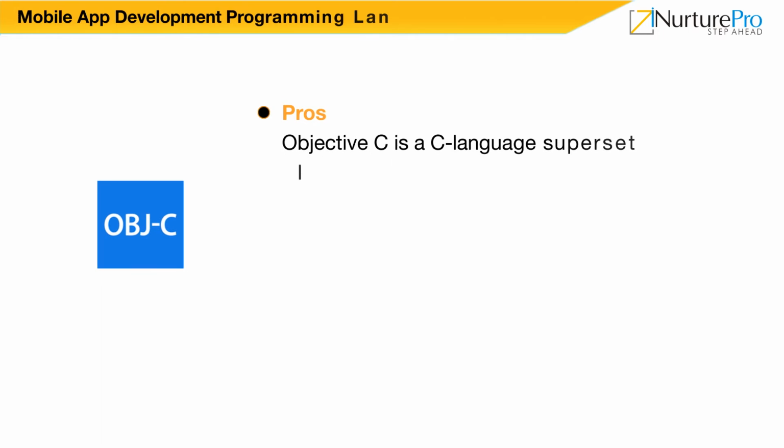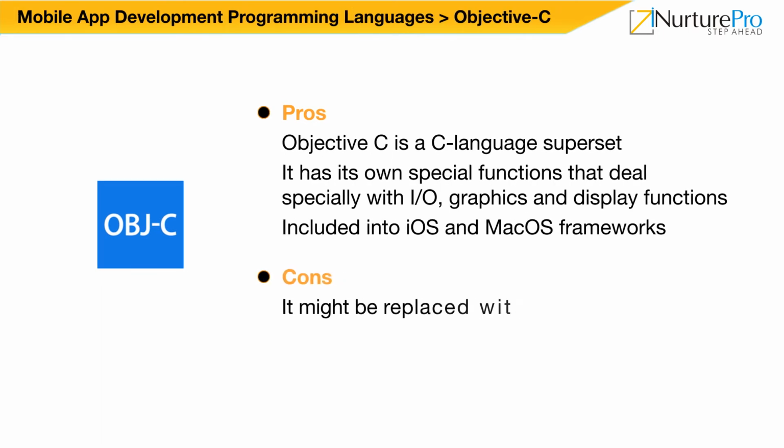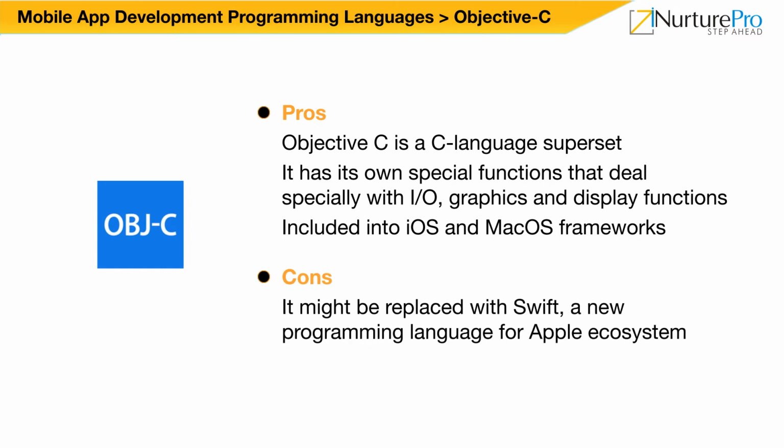The primary programming language for iOS apps, Objective-C, was chosen by Apple to build apps that are robust and scalable. Being a C language superset, it does have a number of functions that precisely deal with graphics, I/O, and display functions. Moreover, as part of the Apple development framework, Objective-C is fully integrated into all iOS and Mac OS frameworks. However, it's now slowly being replaced in the Apple ecosystem by a more powerful language called Swift.